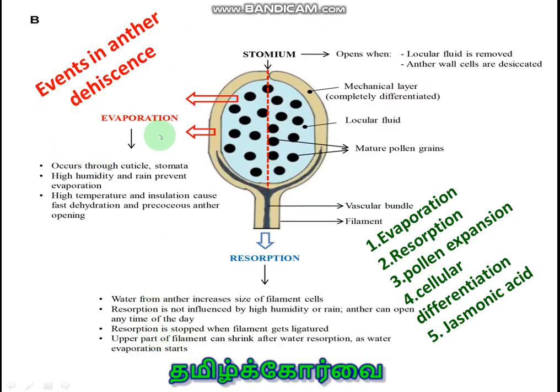And here I gave a picture about why the stomium breaks open. Because of the evaporation of water, resorption of water by the vascular bundles here, pollen expansion here, and cellular differentiation, band formation not allowing the breakage here, and jasmonic acid trigger, all these functions, so the weaker region, stomium, gets opened to release the pollen grains.